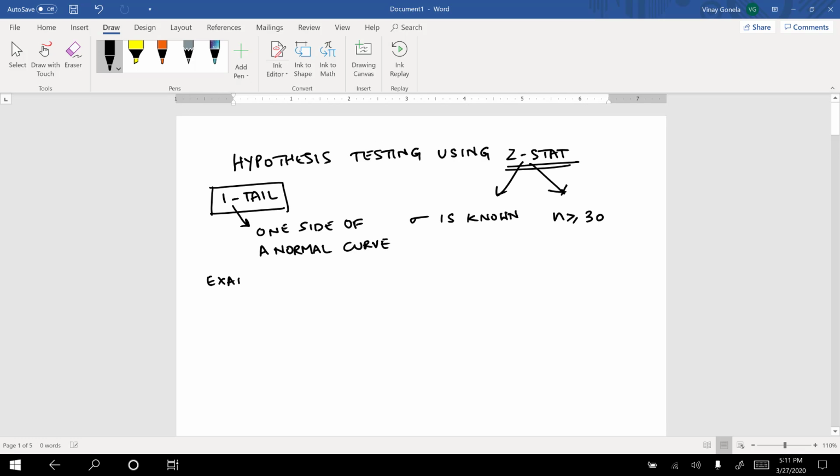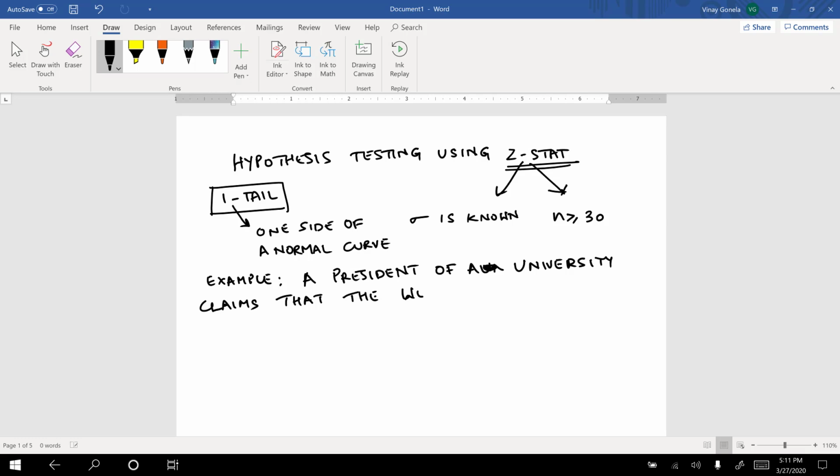So I will take an example and try to explain how we do one tail using ZStat. Our problem is: a president of a university claims that the weight of students in the university is at most 160 pounds.